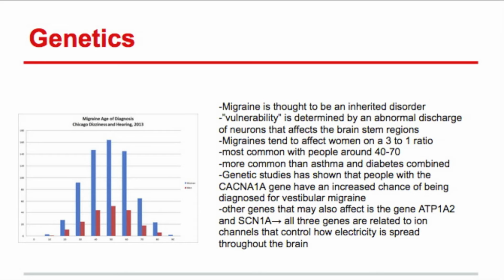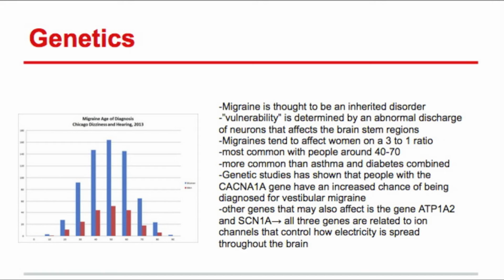Migraine is thought to be an inherited disorder, and a person's susceptibility to migraines is determined by an abnormal discharge of neurons that affects the brainstem regions, as well as specific genes, such as the CACNA1A gene, that cause a person to have an increased chance of being diagnosed with vestibular migraines. This specific gene, as well as other genes such as ATP1A2 and SCN1A, are all related to ion channels that control how electricity is spread throughout the brain, and thus affect the chances a person may have to be diagnosed with vestibular migraines.